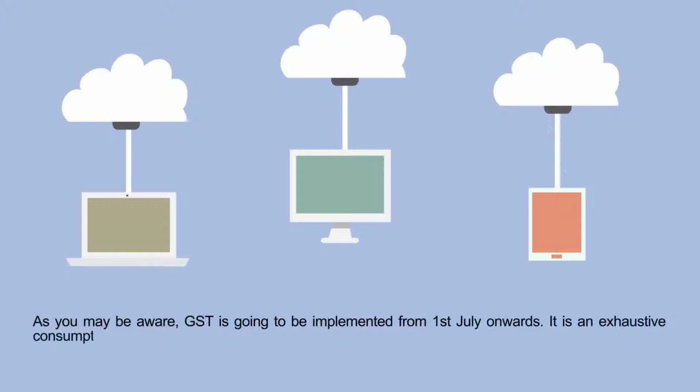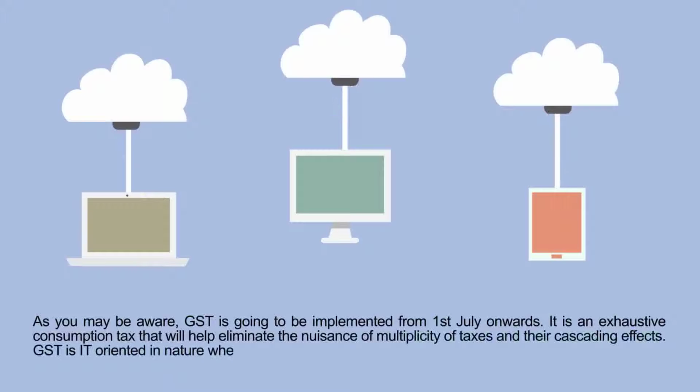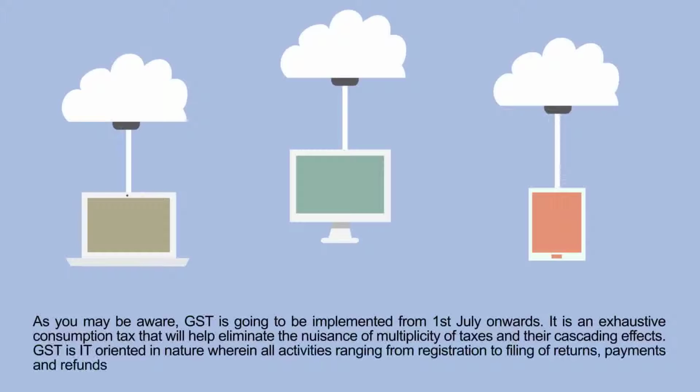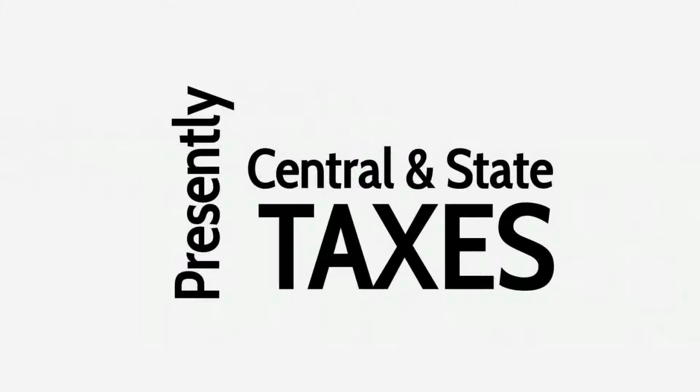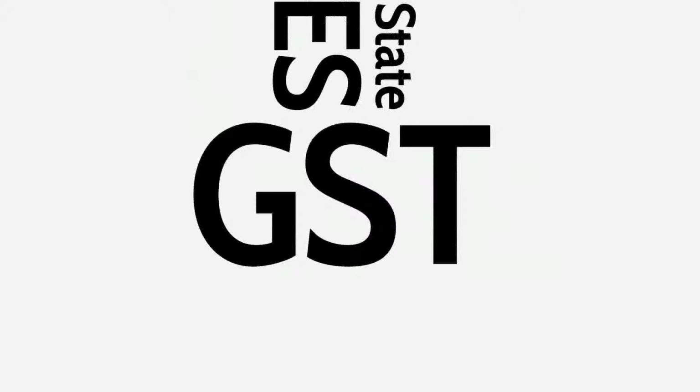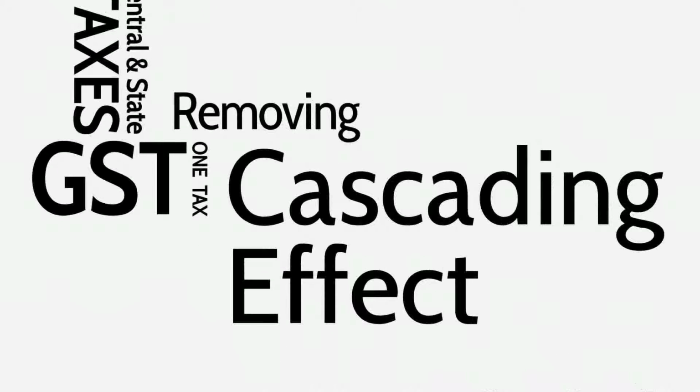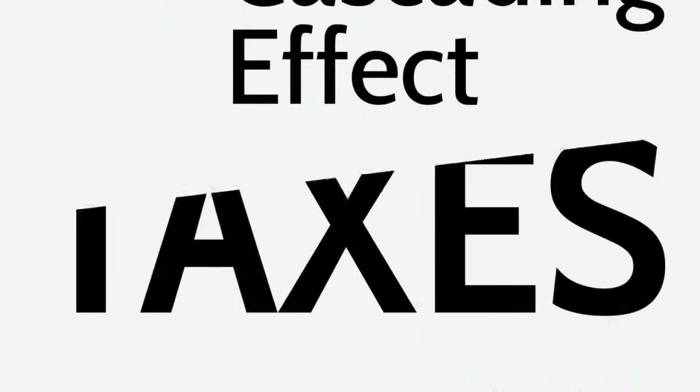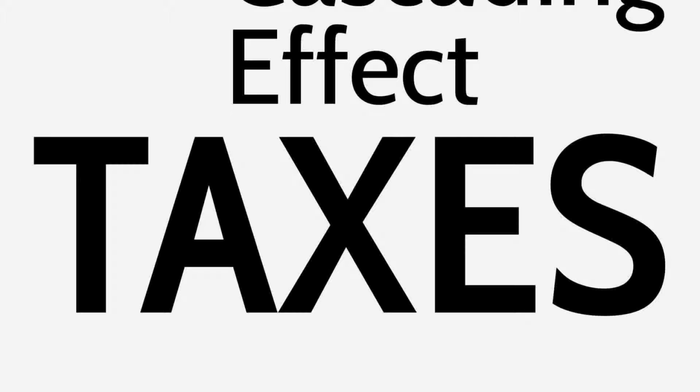It is an exhaustive consumption tax that will help eliminate the nuisance of multiplicity of taxes and their cascading effects. GST is IT-oriented in nature, wherein all activities ranging from registration to filing of returns, payments and refunds will take place. Presently, there are various central and state taxes which are levied. Under GST, 17 of these taxes will be subsumed, thereby removing the hassle of multiplicity of taxes and the cascading effect of taxation. This would in turn promote the concept of a common market for all.